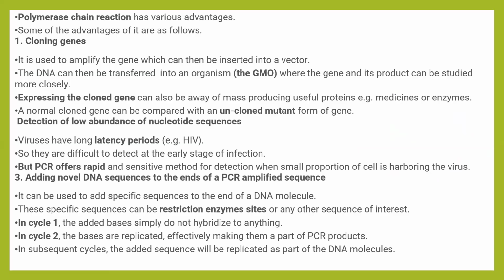In cloning genes, it is used to amplify genes which can be inserted into a vector. If we are making a transgenic organism, PCR also plays a very important role, where the gene and its product can be studied more closely, expressing the cloned gene also. The normal cloned gene can be compared with the uncloned mutant form of the gene. So PCR is helpful in this also.